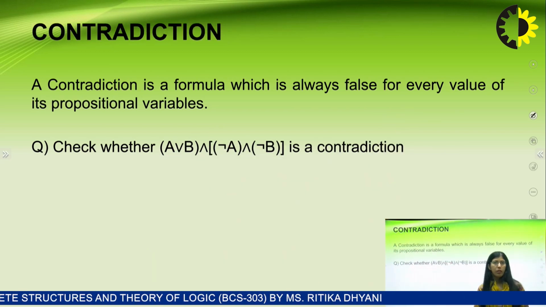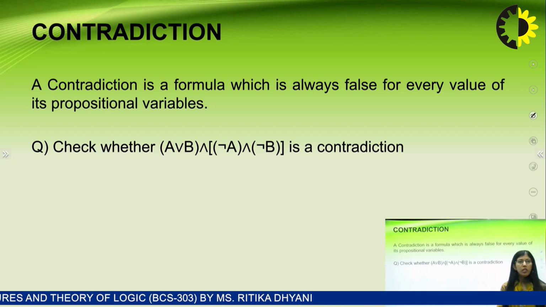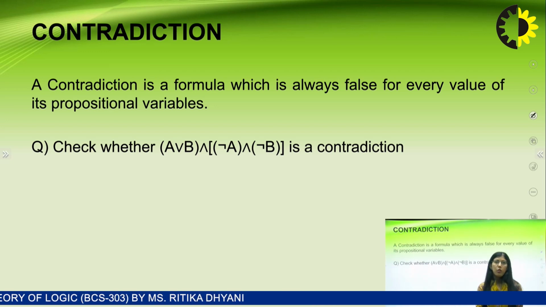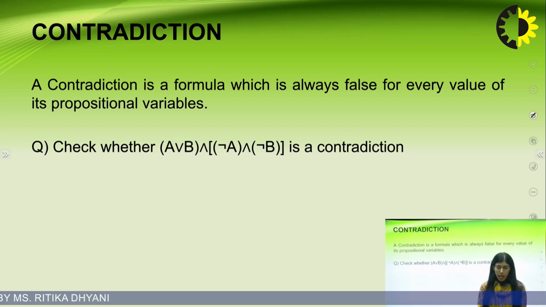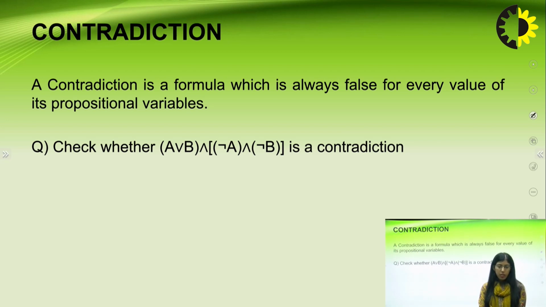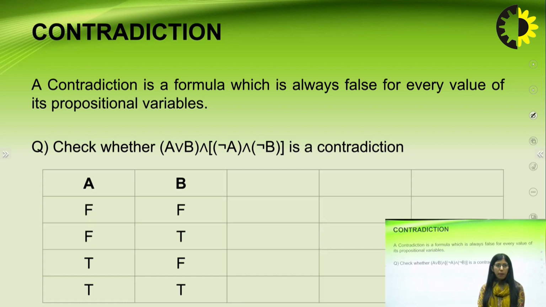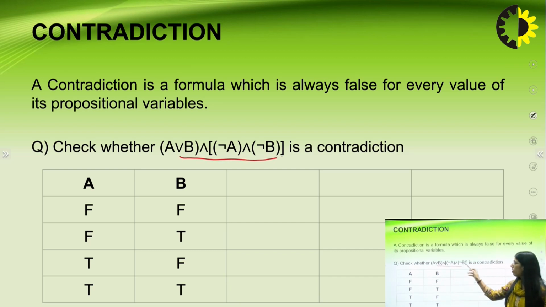Moving on to the contradiction. A contradiction is a formula which is always false for every value of its propositional variables. In contrast with a tautology, where the result is always true, in this case the result is always false. Let's see it with an example. We need to check if this particular statement is a contradiction or not.